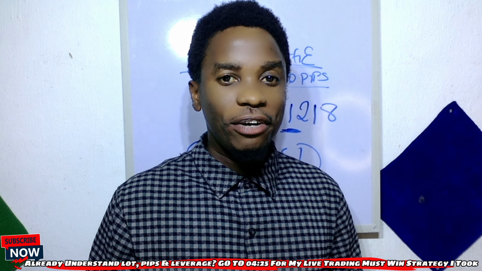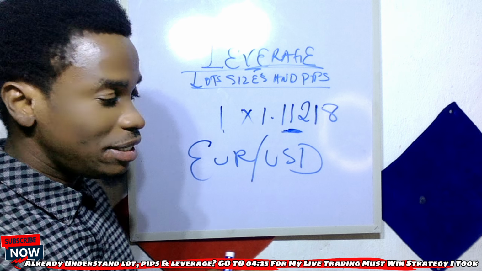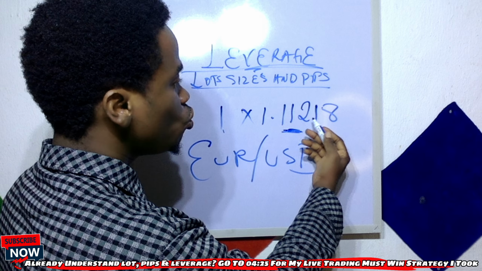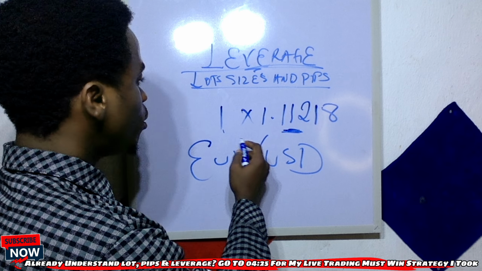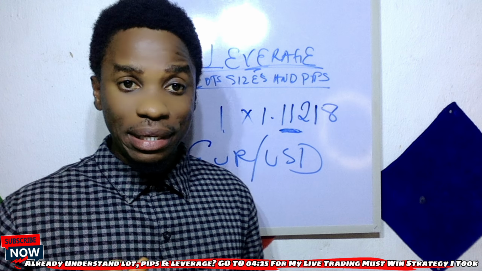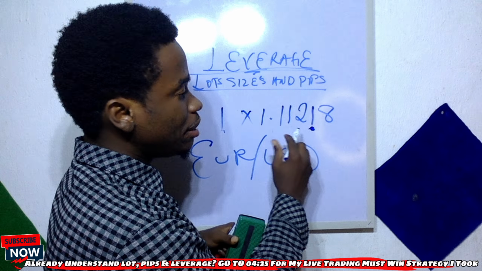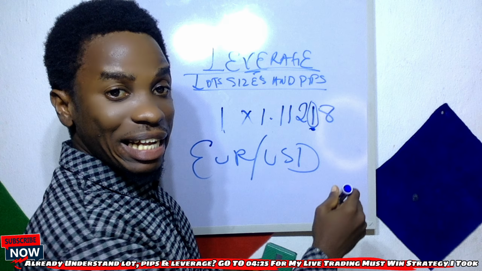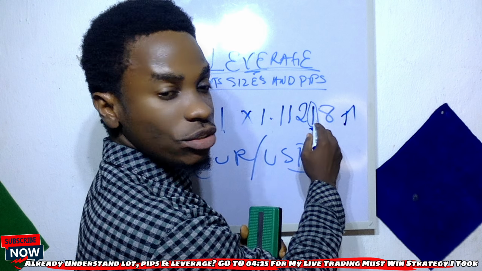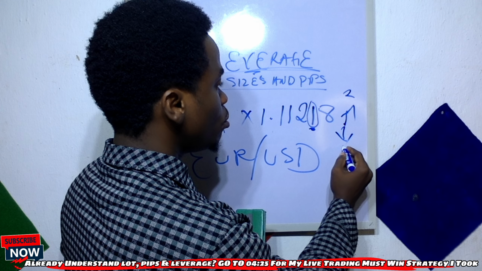So to first understand Forex, you have to understand what pips really means. Looking at the world's most traded currency pair, the EUR/USD, the current price is 1.11218, and the Euro is 1. This means that for every 1 Euro you are getting this particular amount of USD. A pip is the fourth decimal number after the point. That's what we call a pip. This pip can either go up or come down. If it goes up by one digit, this particular one turns to 2. If it goes down by one digit, this particular one turns to 0.